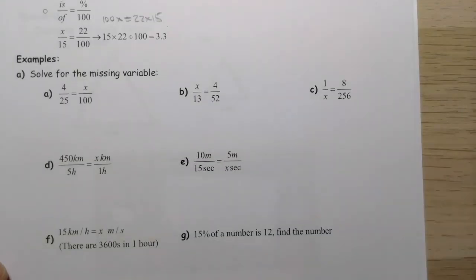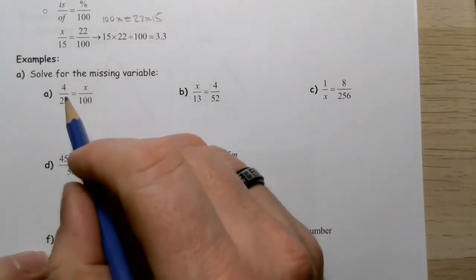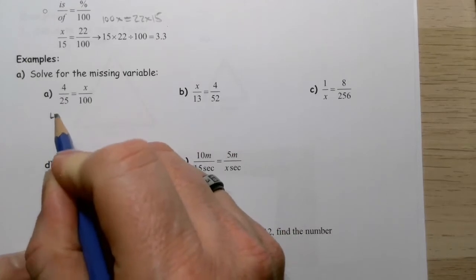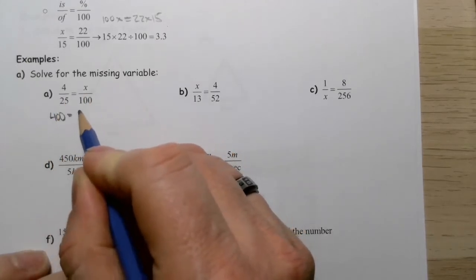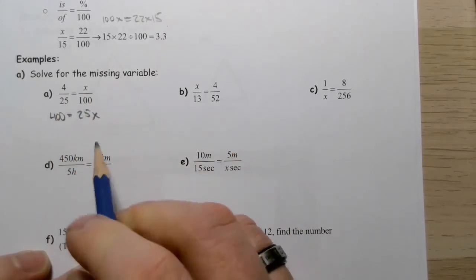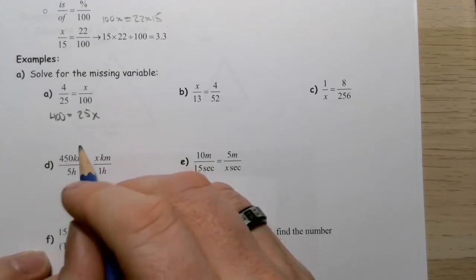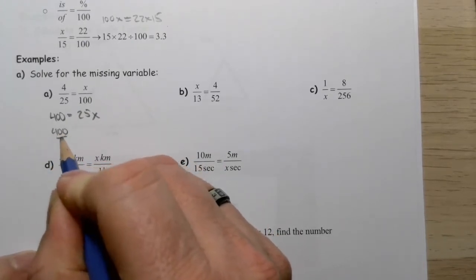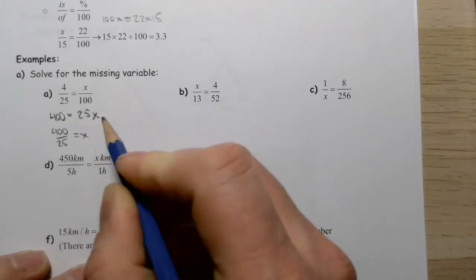All right, now let's jump into some questions. We're going to solve for the missing variable in these proportions, and we're going to do it by cross multiplication. So 4 times 100 is going to equal 25 times x. Then I'm going to divide by 25, so it'll end up being 400 over 25 is equal to x.